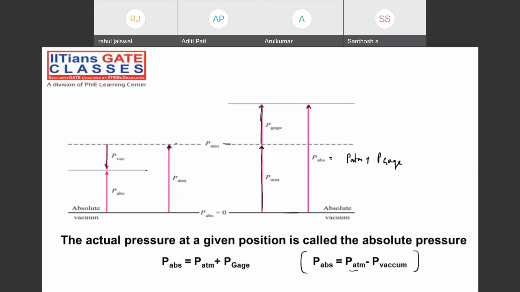But if it is below that, then what will happen? The total pressure is measured from the reference point. Whatever the 0 point is, that is my reference point. From the 0 level, we are measuring each and everything. Right? This is the formula for this one, and for this one, this is the formula. Done?